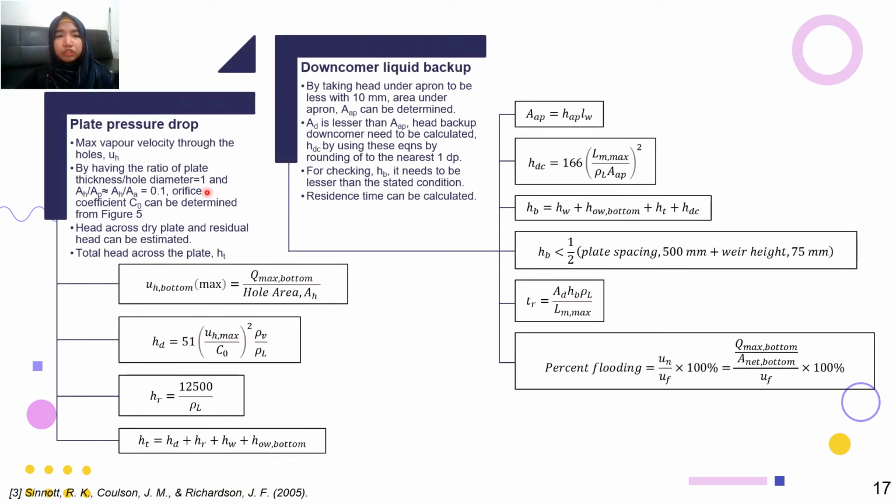Next, we proceed with plate pressure drop, where by having these ratios from the values calculated in the previous slide, the orifice coefficient can be determined from figure 5. From there, the total pressure drop across the plate can be determined. And next, we proceed with downcomer liquid backup, where it is being calculated to determine whether the estimation on the tray spacing made in the previous slides are acceptable or not by referring to these inequalities.